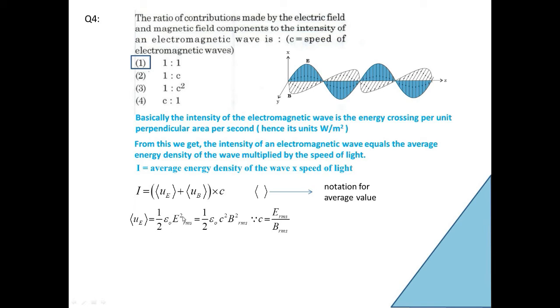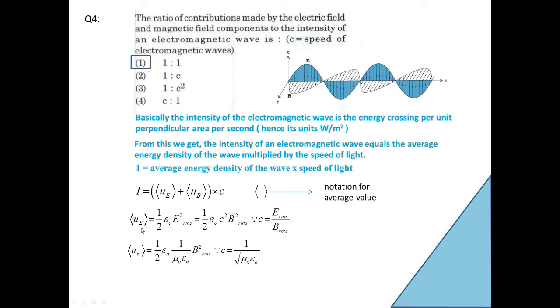Here this is E_RMS square. Half epsilon naught E_RMS square you can write as C square B_RMS squared. Why? Because C is E_RMS by B_RMS. C is also the ratio of instantaneous values: C is E by B, or E naught by B naught, or E_RMS by B_RMS, because the electric field and the magnetic field vary in phase. But here we are using C equal to E_RMS by B_RMS.